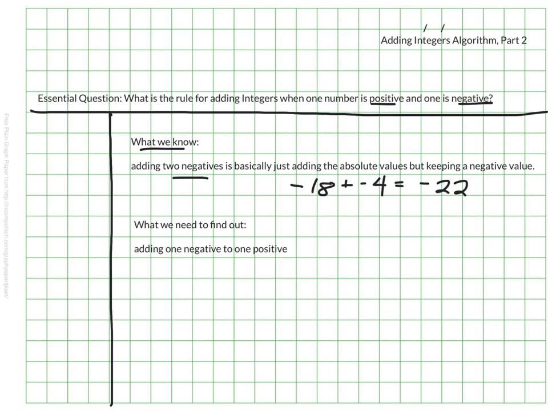And here's what we need to figure out. If we want to add one negative to one positive, we have to figure out a pattern or a rule that we can use. So for example, and again, this is assuming we are not using our chips, if we had something like negative 562 plus a positive 73, how would we be able to find that sum? It's a little trickier when one is positive and one is negative. But we're going to look at a few examples, and we're going to see if we can find a pattern that can help us.